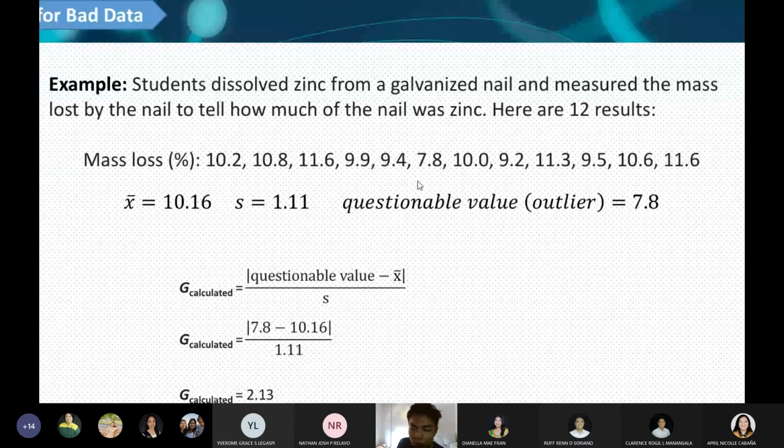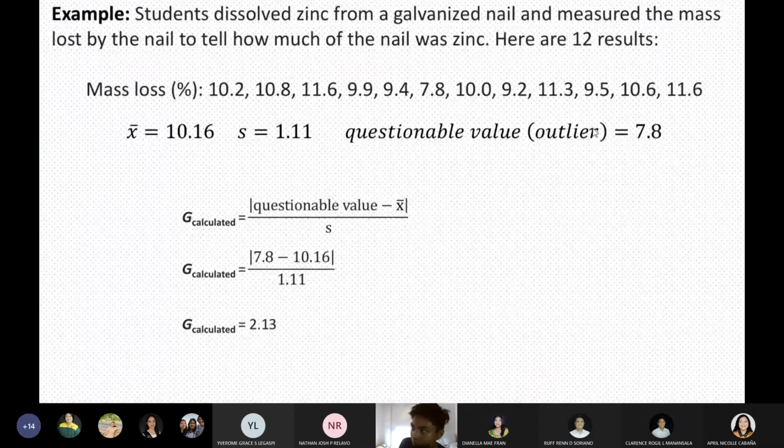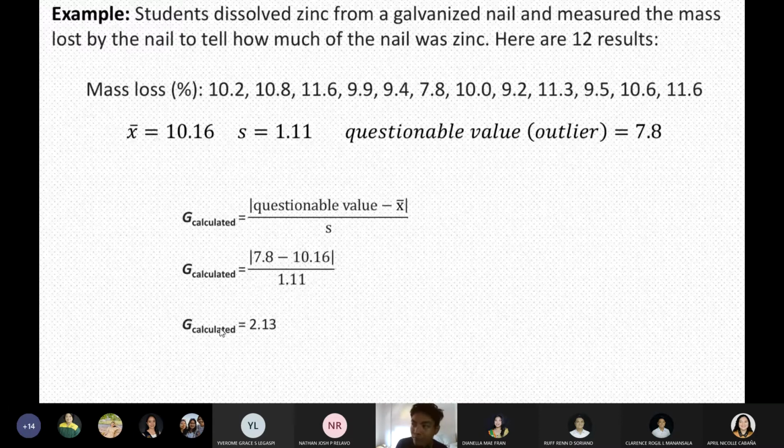So in order for you to check whether that is an outlier or not, you have to employ the use of Grubbs test. So Grubbs test can be computed as G calculated equals questionable number minus the average, get their absolute value, and then divide it by the standard deviation, which was already calculated. Okay? So, pa-plug in mo lang yan. You have your questionable number minus the average divided by the standard deviation, and then we solve for the G calculated being equal to 2.13.